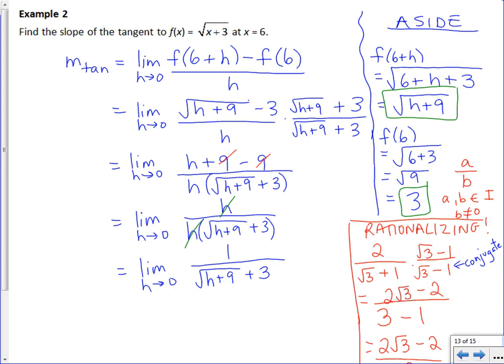Now there's still an h in my expression, but is it totally safe for h to become negligible, to approach 0? Yeah. And again, in your mind, you can just cover up the h. Because it's not there, you really just have root 9, square root of 9 is 3, 3 plus 3 is 6, so 1 over 6. This question only asks for the slope, so you're done.